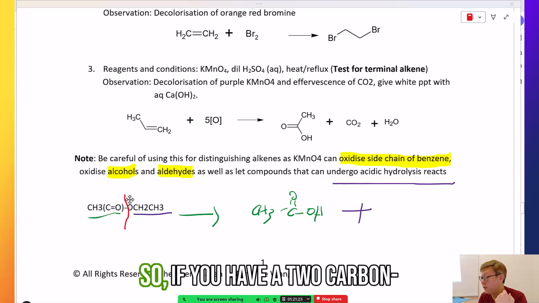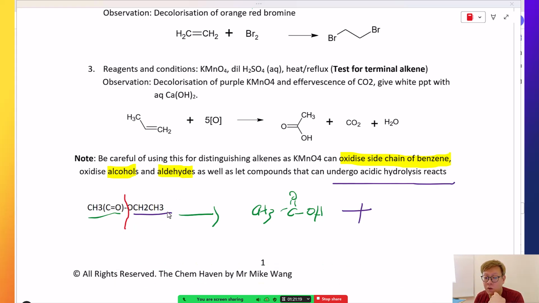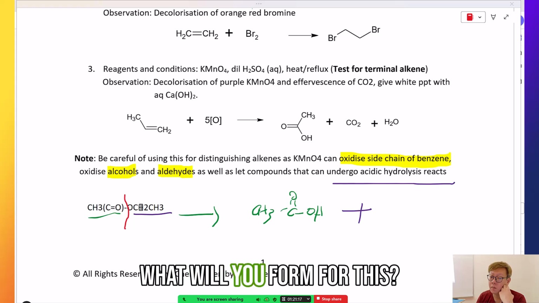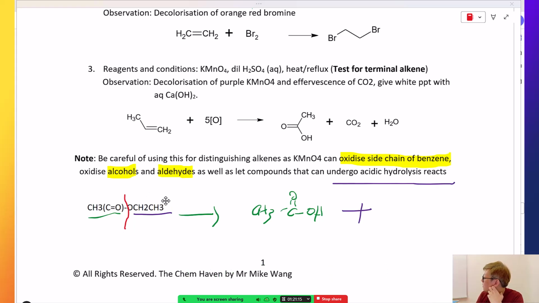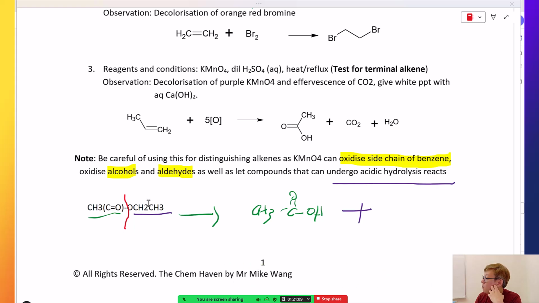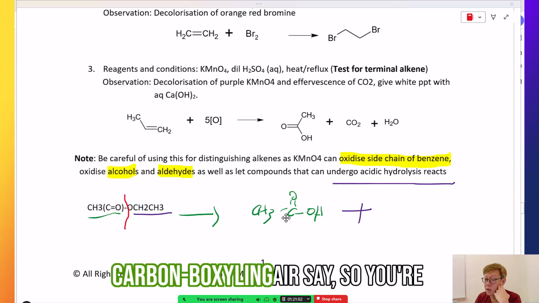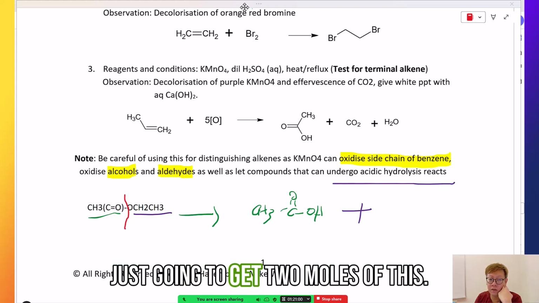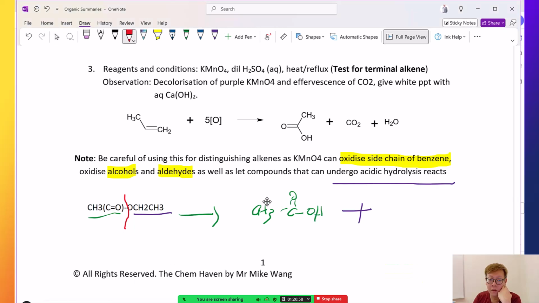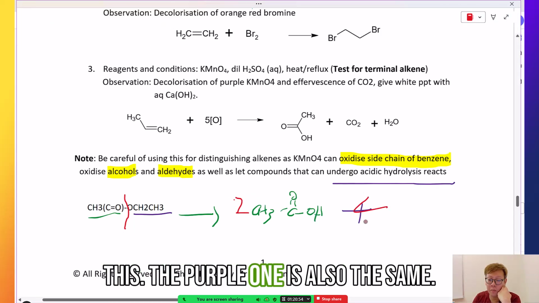Clear? So if you have a 2-carbon primary alcohol, guess what will you form? What will you form for this? A 2-carbon primary alcohol will just be oxidized to carboxylic acid. So you're just going to get 2 moles of this. That means you get 2 moles of this. The purple one is also the same.